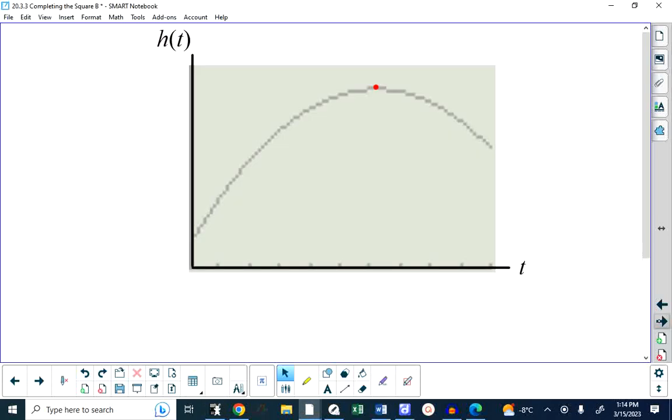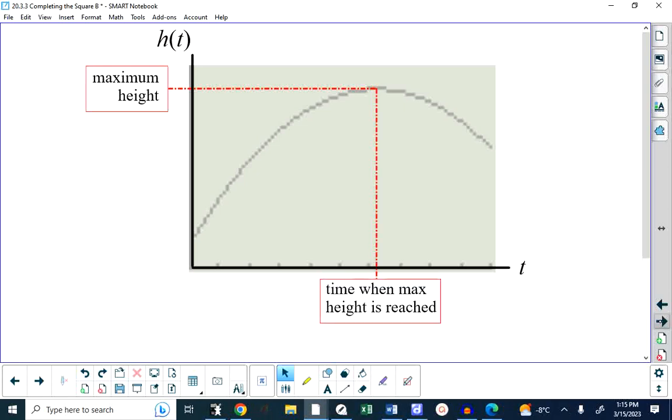Now, I don't have the exact window settings here as I do there, but I want you to pay attention to something. The point of this is that the vertex corresponds to a maximum height, right? We're not going to find it on the calculator. I'm just reminding you that we could. And this is the time when the maximum height is reached. So how do we do this problem algebraically?